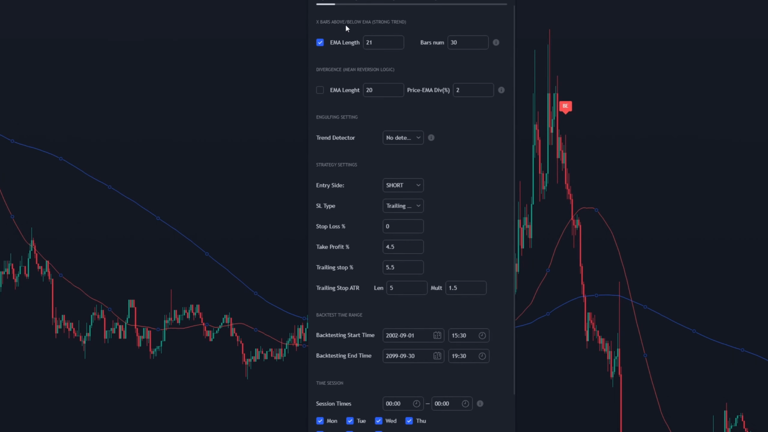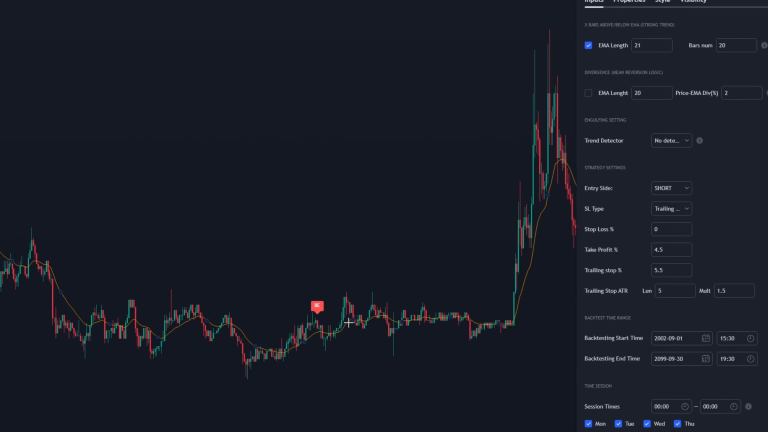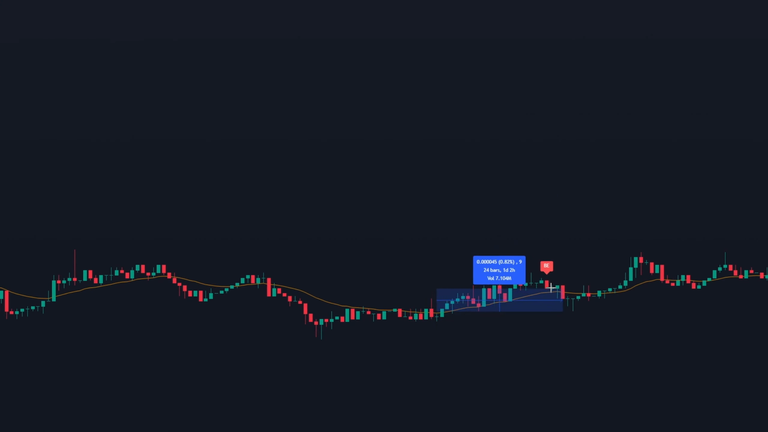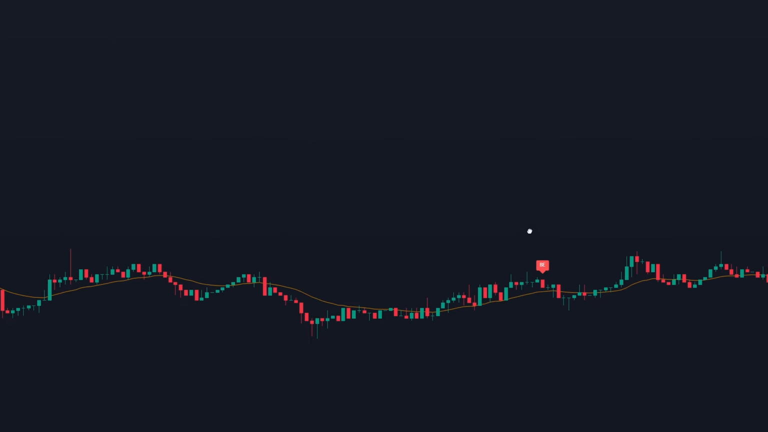So this condition will be that there must be X bars above the simple moving average. As you can see here, we have, I don't know, 20, 22 or so candles above the moving average.